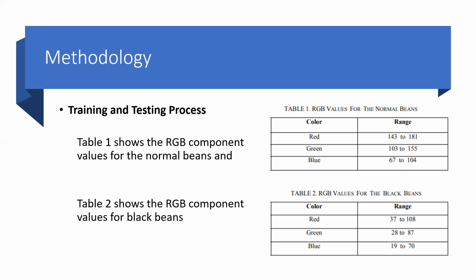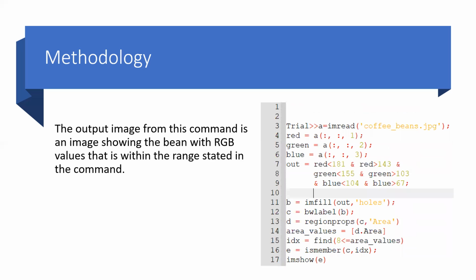In table 1, red has a range of 143 to 181, green has values 103 to 155, and blue has 67 to 104. In the table of the black beans, red has a range of 37 to 108, green has 28 to 87, and blue has 19 to 70.